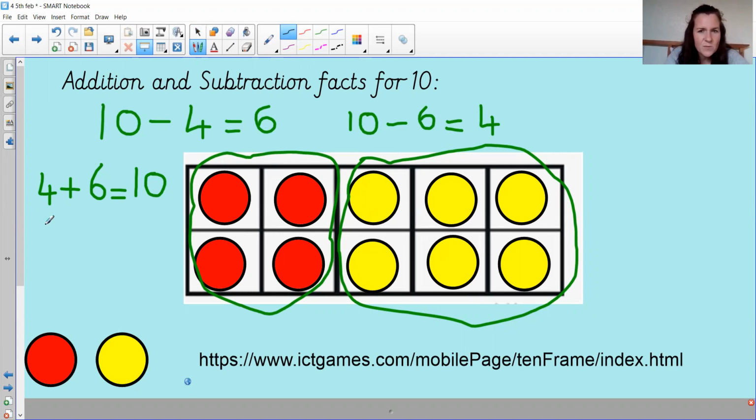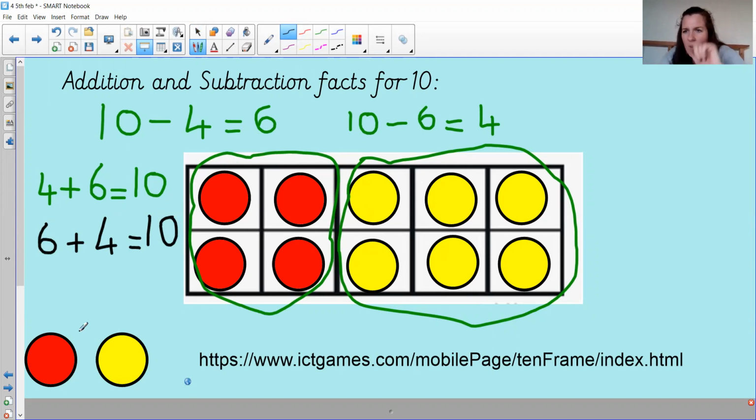If I started with the yellow part first, my yellow counters, I've got 6, and then I add my red part, my red counters, which is 4. All together, if I added up all of my red and yellow counters, my whole number is still 10. Oh, right. Okay. So yes, it still makes 10.